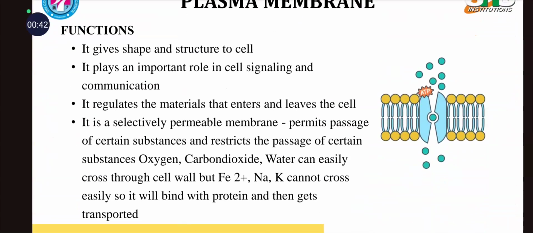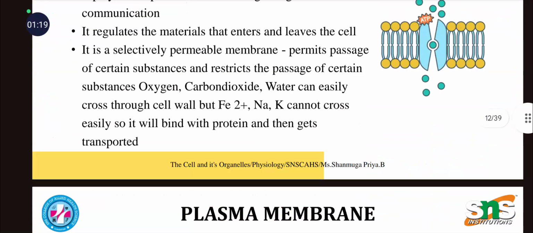The functions of plasma membrane are that it gives shape and structure to the cell. It plays an important role in cell signaling and communication. It regulates the material that enters and leaves the cell. It is a selectively permeable membrane. It permits passage of certain substances and restricts the passage of certain substances. Oxygen, carbon dioxide, and water can easily pass across the cell wall. But iron, sodium and potassium cannot cross easily, so they bind with the protein and then get transported.